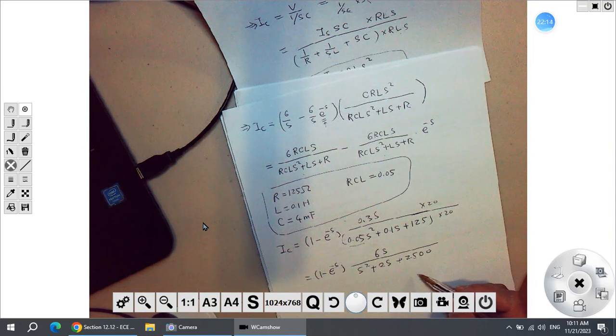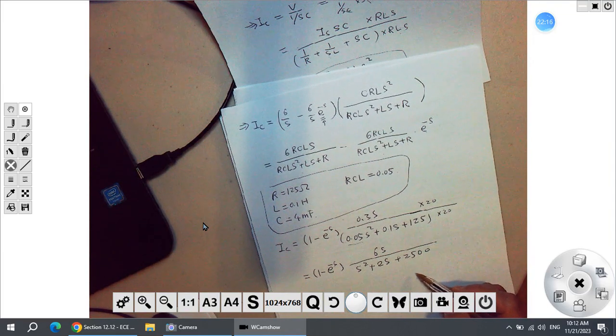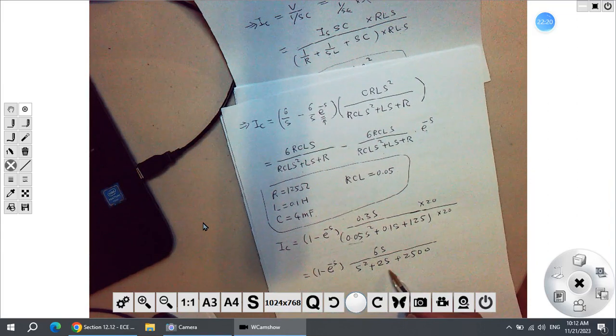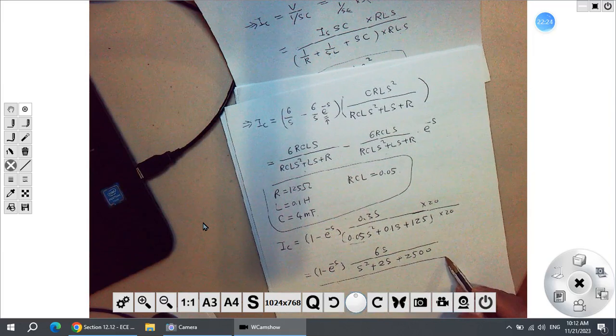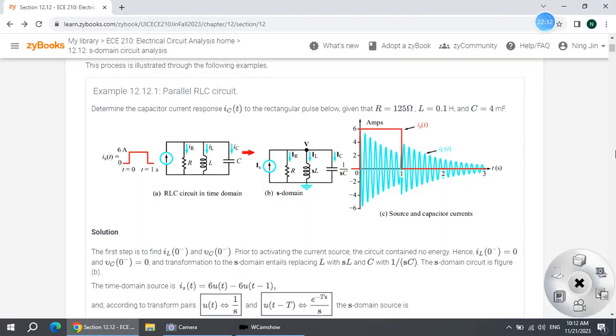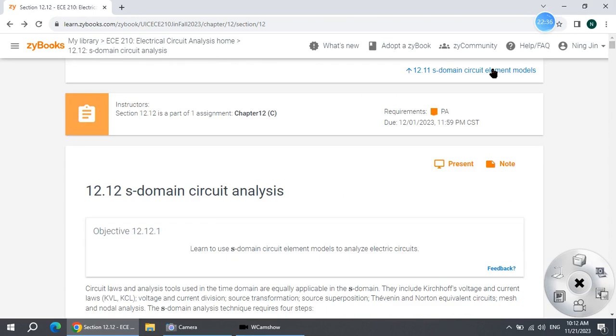Now we need to do the inverse Laplace transform. We want to find the inverse Laplace transform of IC. We can check the table. Can we find this one directly from the table? If we can, then just use the table. If not, we will use partial fractions to separate it into simpler parts, so we can use the table.